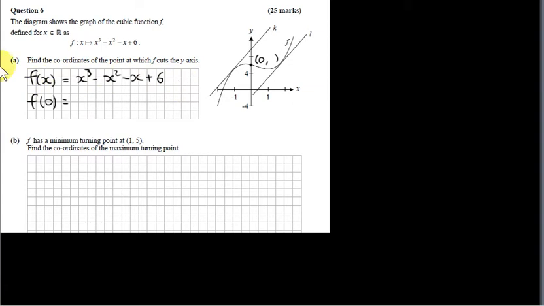So if x is our input, then our output is going to be 0 cubed minus 0 squared minus 0 plus 6. All of this works out to plus 6. So the y value of this point is plus 6. It's actually just the constant term here. The constant term of a cubic function is the y-intercept.